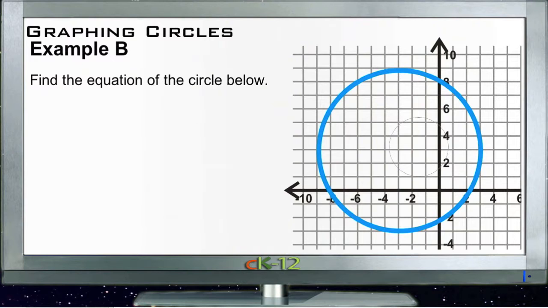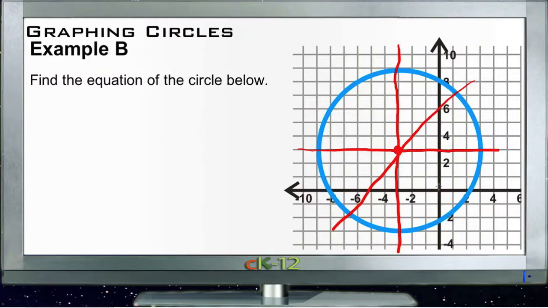Example B says find the equation of the circle below. So this one we're working the other direction. This time we have the circle, and we're going to try and find the equation. So the first thing we need to do is locate the center. We're just going to draw a line that goes all the way across the diameter of the circle, and then another one. And just to make sure we have the right location, we'll go ahead and do a third. And where all those lines intersect is the center of the circle.